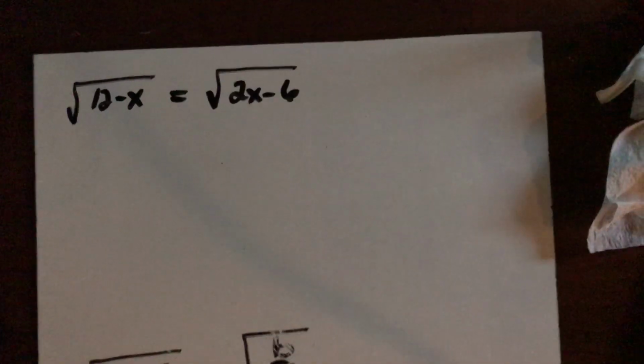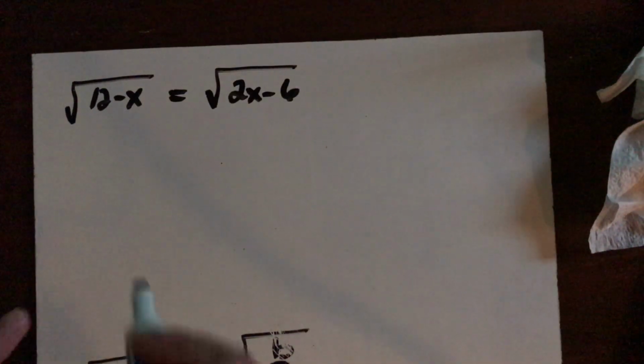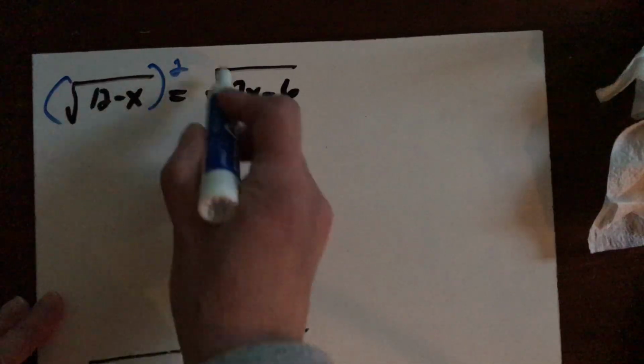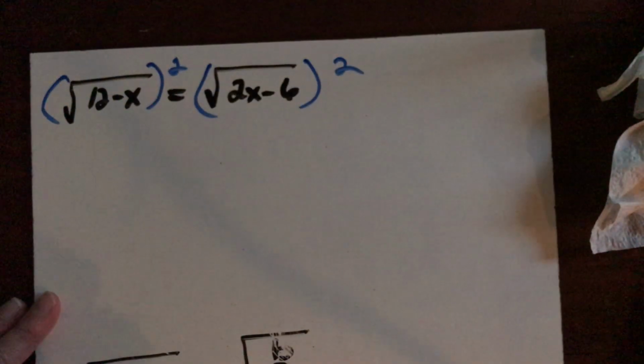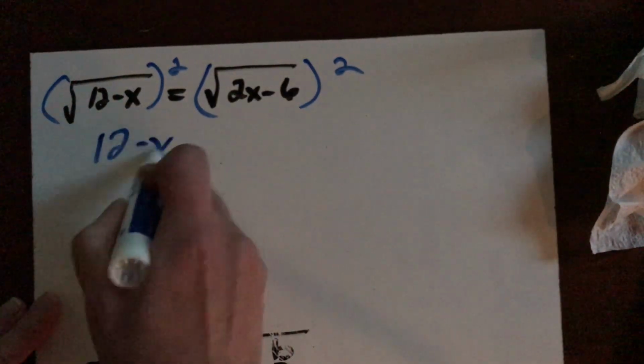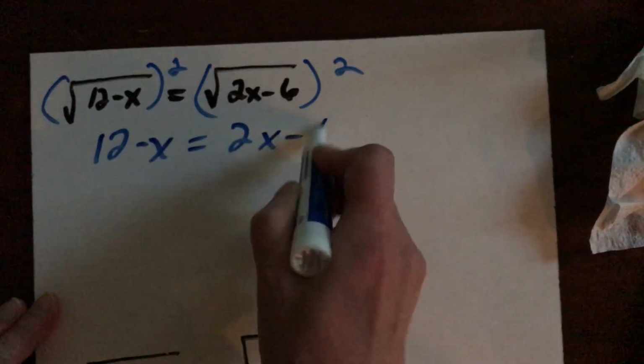Easy peasy. All we have to do is square each side. Give the camera a second to focus. All right, so I square this side. I square that side. I pull out 12 minus x. I pull out 2x minus 6.